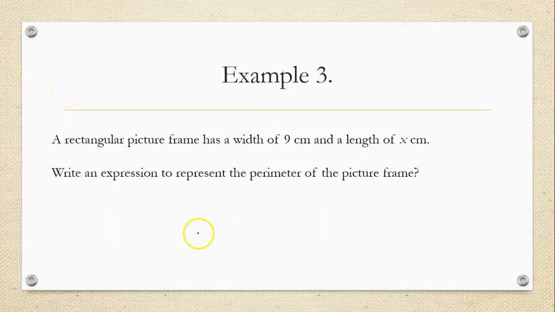All right, example 3, we have a rectangular picture frame. Let's see if I can draw a picture for you. I'm not a terrible artist, but sometimes the pen is not very awesome. All right, here's the person in the picture. They're happy, I promise. Okay. It has a width of 9 and a length of x, 9 centimeters and x centimeters. Write an expression to represent the perimeter. So remember, perimeter means just the distance all the way around the outside of the shape.